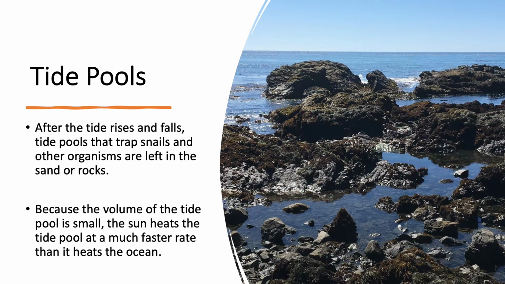Before we dive into our model, here's a quick review of our topics of focus. As the tides rise and fall, tide pools trap various sea animals, including snails, in uneven areas of rocks and sand. The small volume of the tide pools causes the water to heat much quicker than that of the ocean, causing the sea life to experience higher than normal temperatures for a period of time.